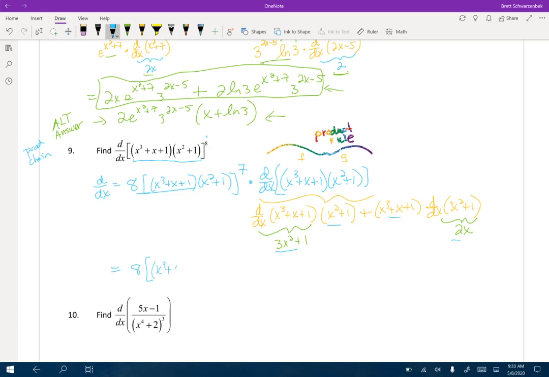We already found this part of the derivative, so nothing to do. Just like in all the previous problems. Then we're going to write out this entire thing. 3x squared plus 1, and we need a bracket here. 3x squared plus 1 times x squared plus 1 plus x cubed plus x plus 1 times 2x. Now, I'm actually going to change this up a little bit here. So this 2x should go in the front of x cubed plus x plus 1. So here, there. And we get this as a result.